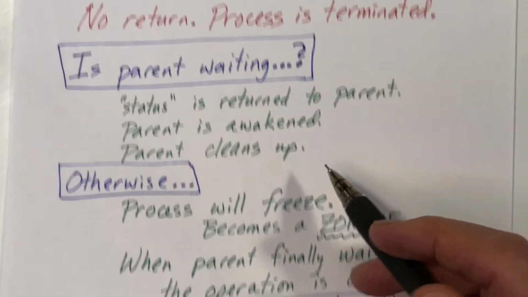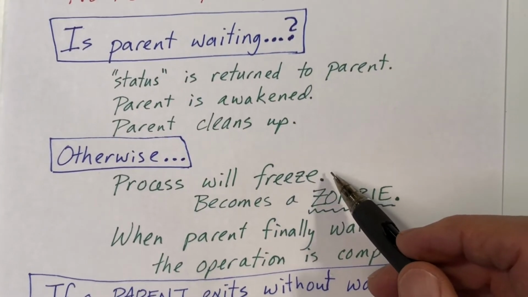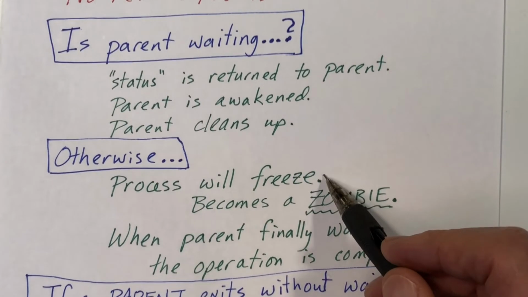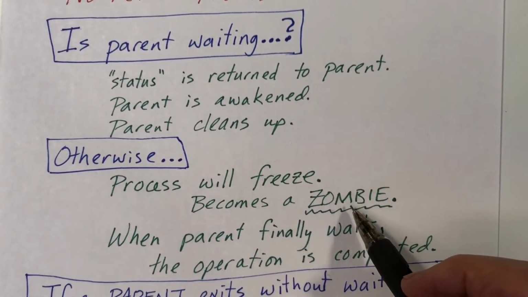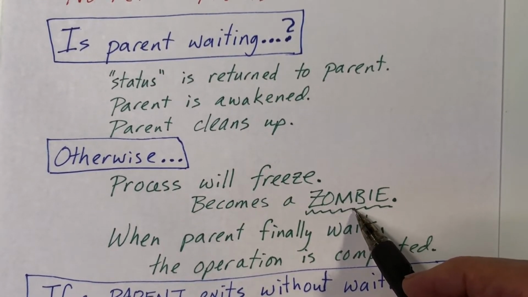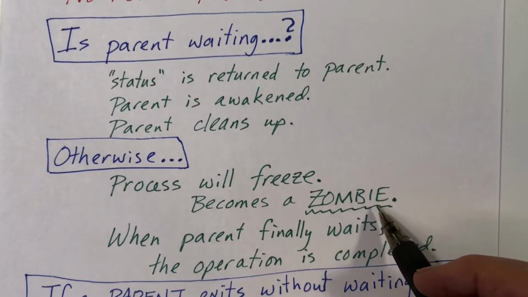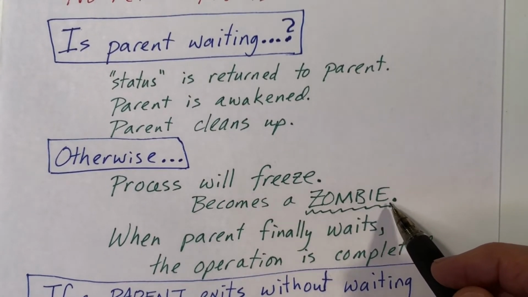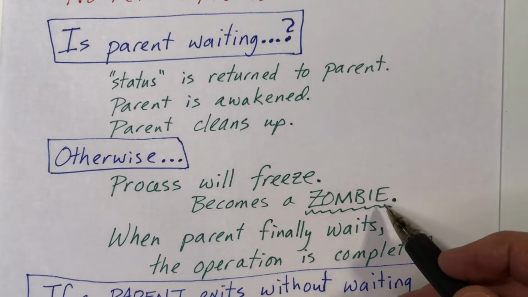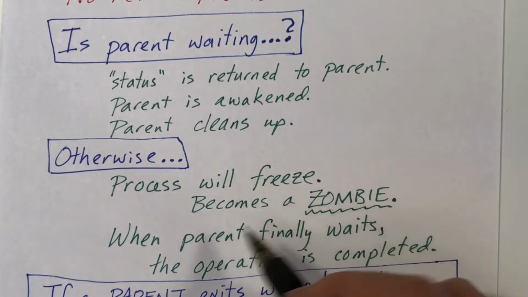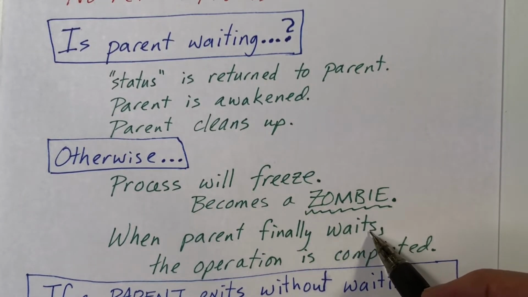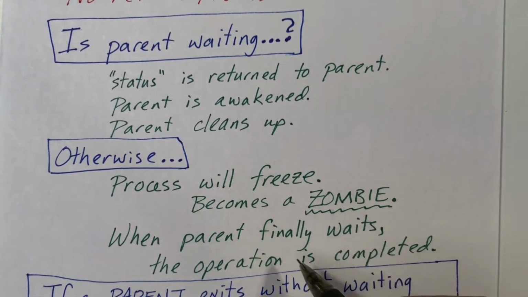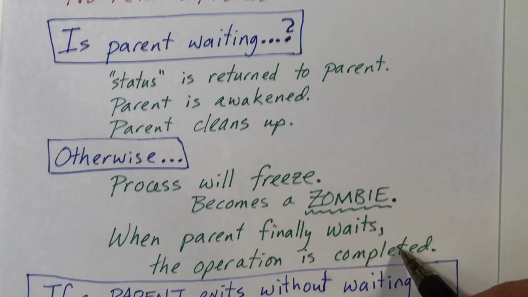But if there is no parent waiting, then the terminating process must freeze and wait. So at that point, it will become what we say is a zombie. In other words, it stopped living, it stopped executing instructions, but it's not yet fully dead. Its data structures are still persisting because we need someplace to store the exit status. At some point in the future, its parent will finally issue a call to the wait system call, and at that point, the operation can be completed.